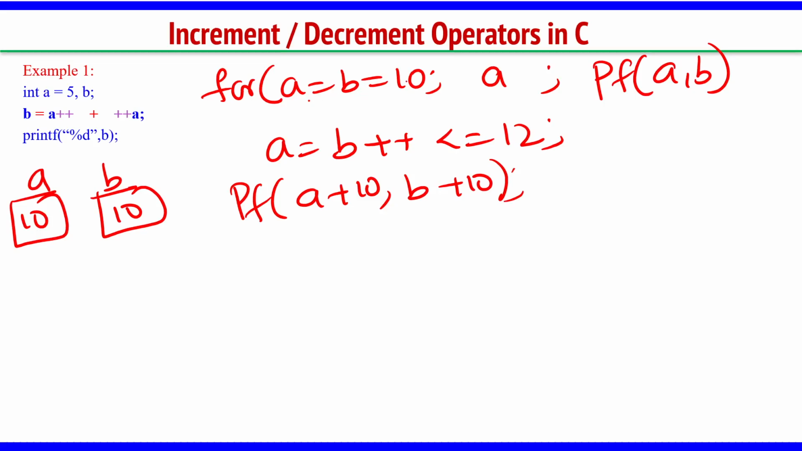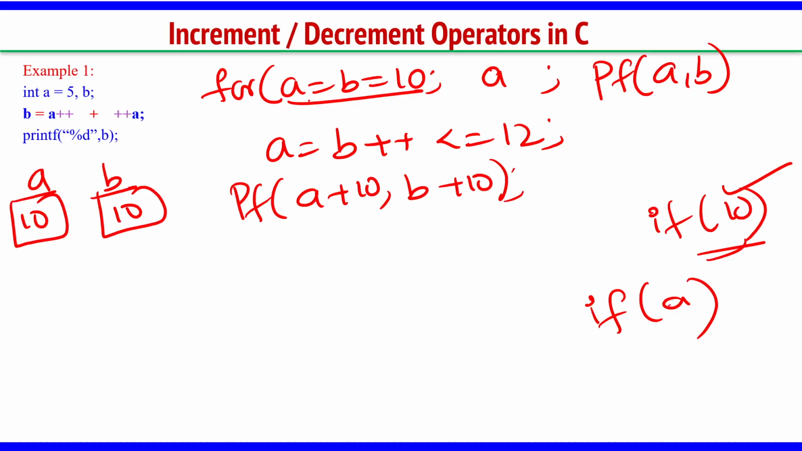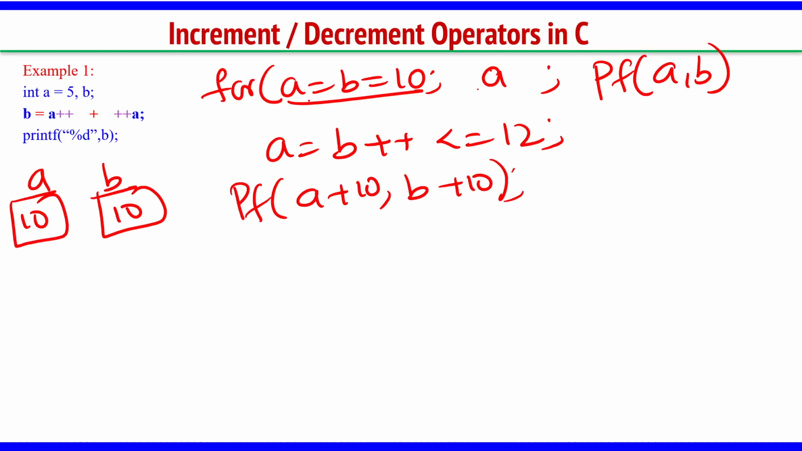A is 10, B is 10, true. Go to one-time activity, done. Next come to condition A. Somebody says if of A, or if of 10. If of 10 is true. A value is 10, this is also true. If of any non-zero element is true; A is non-zero, so it is true. Enter the body.